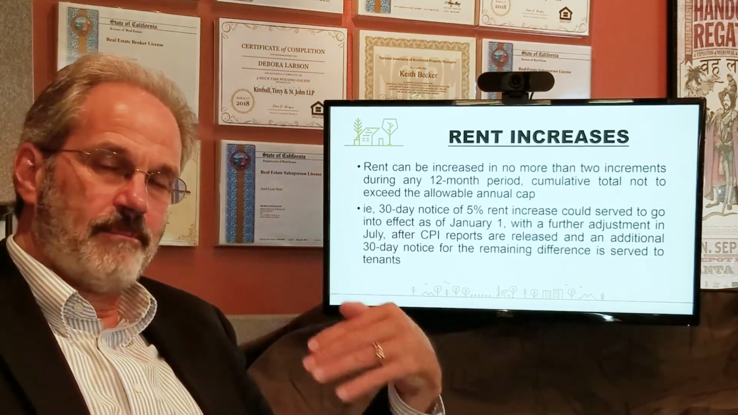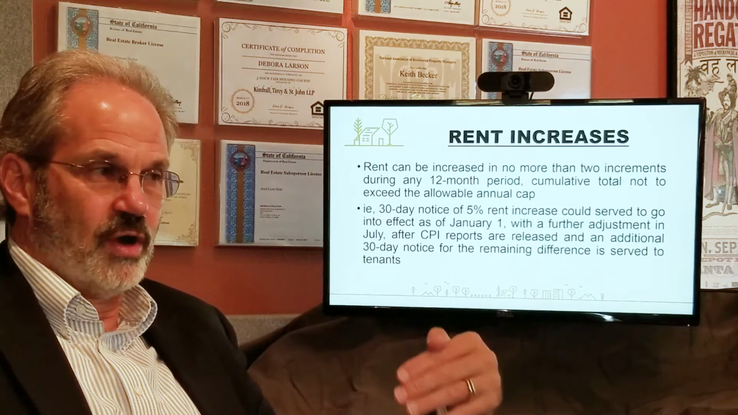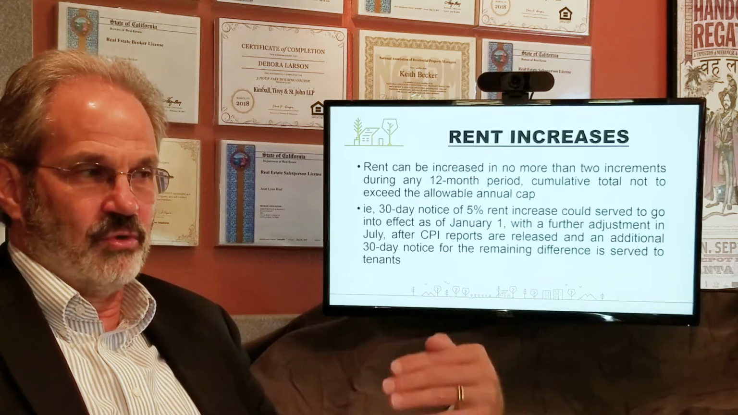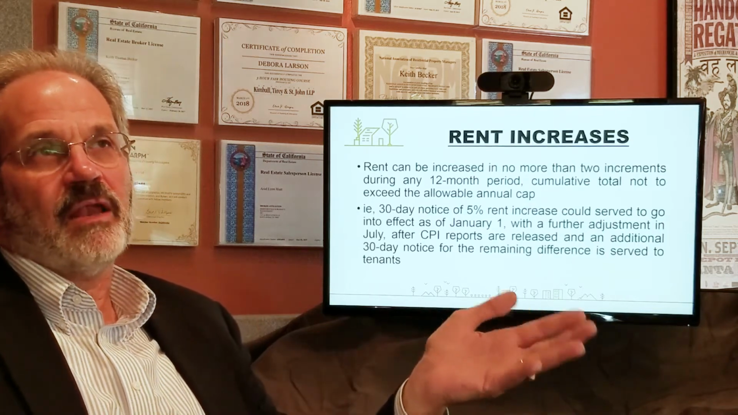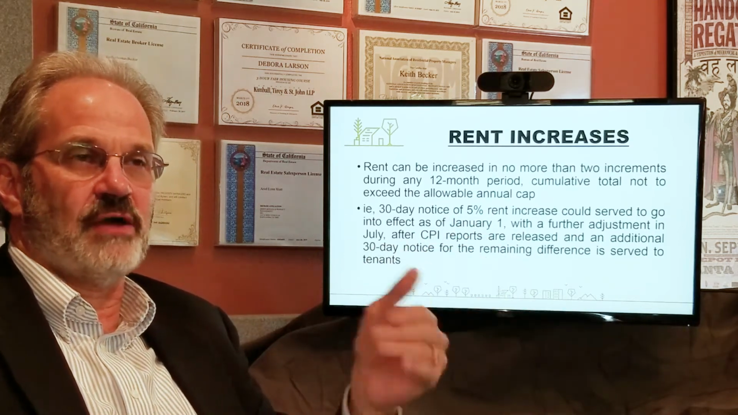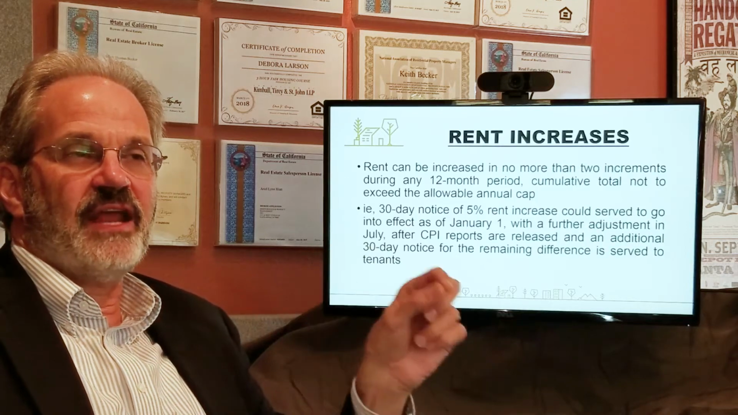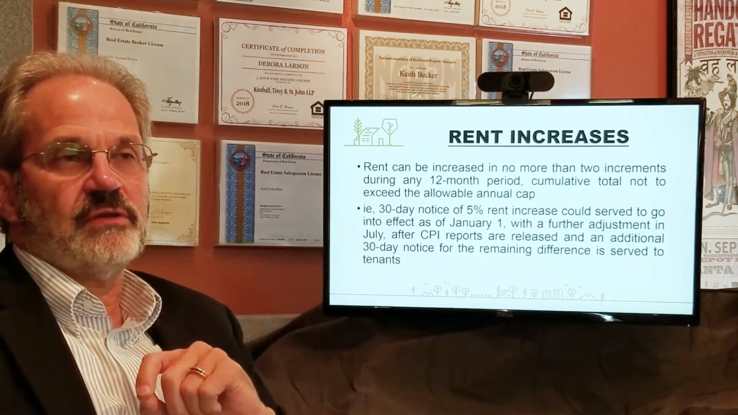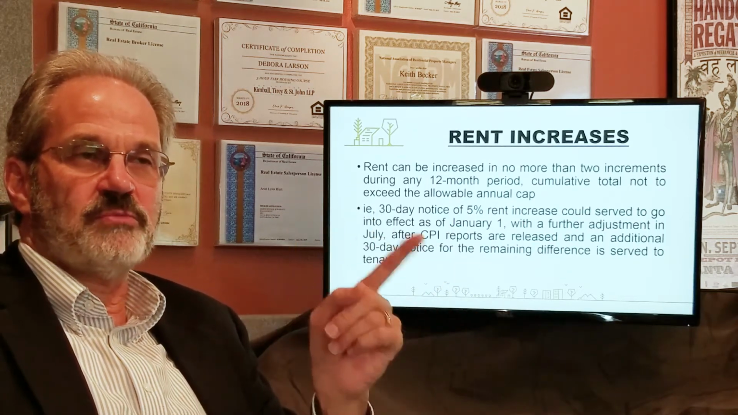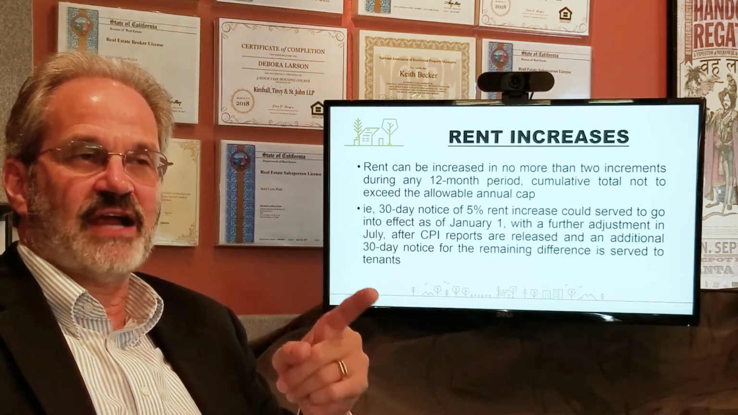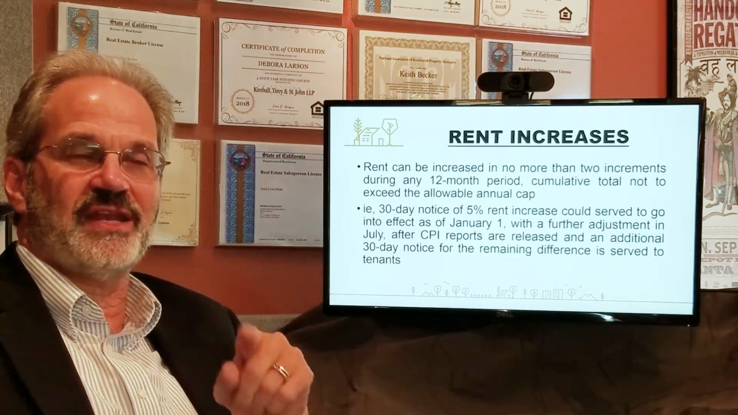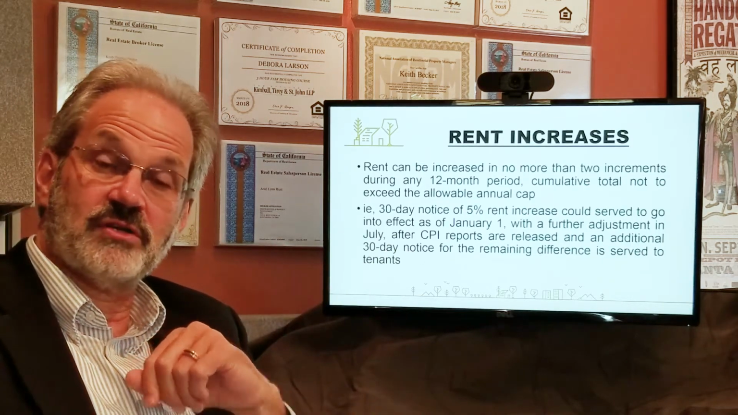So, rents cannot be increased more than twice in a 12-month period, and it cannot exceed the allowable annual cap. For example, let's say that as of January 1st, you increase the rent 5% because you know you're allowed to increase 5%, and then come July 1st. And why do I say July 1st? April's report is released in May. In order to be able to institute an increase, you have to actually provide a 30-day notice. So when it's released in May, you give the notice in May, you give 30 days notice, it wouldn't be able to go into effect until July 1st anyway.